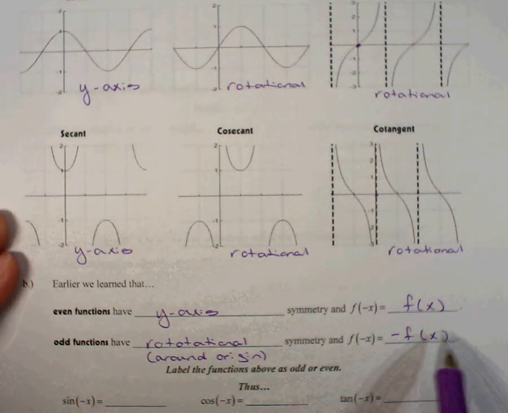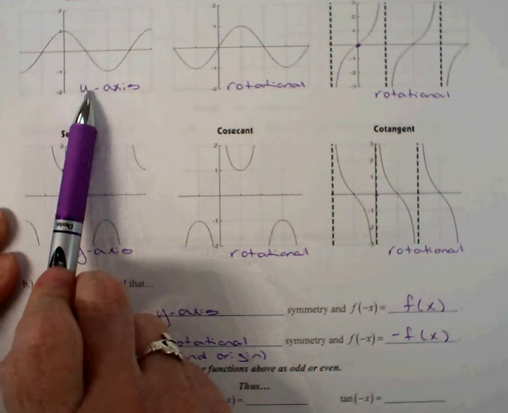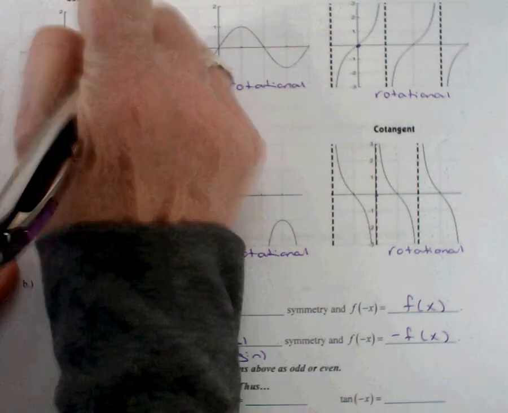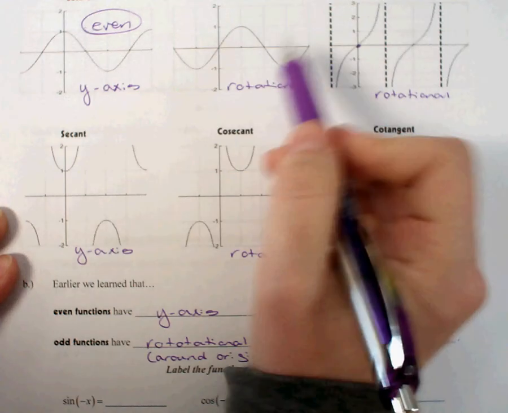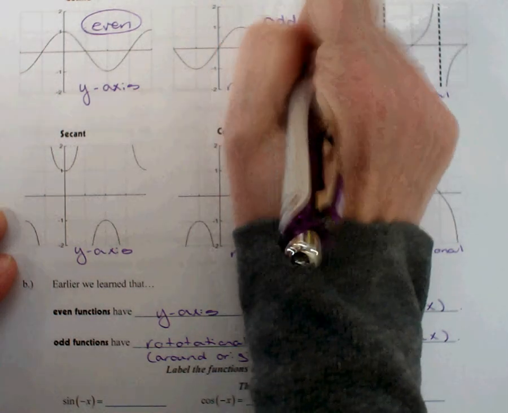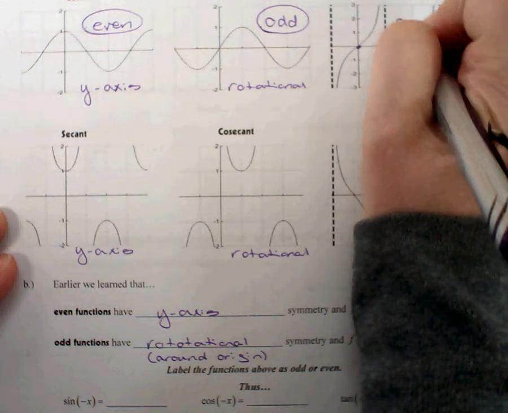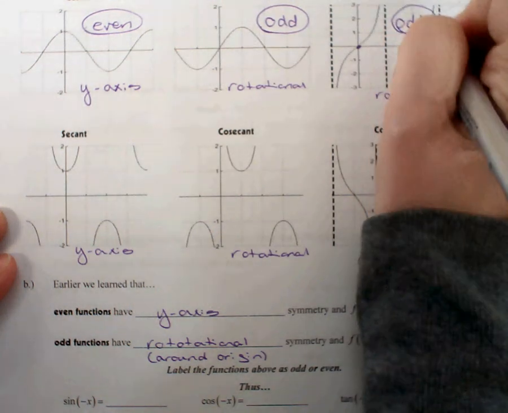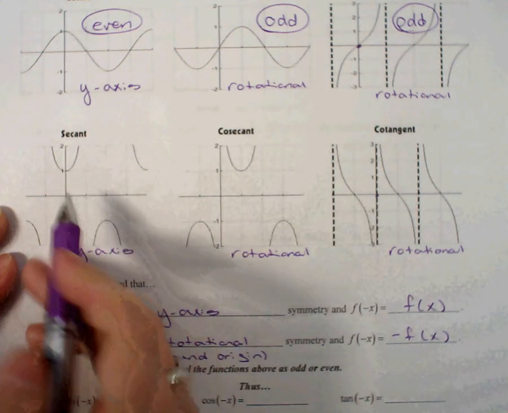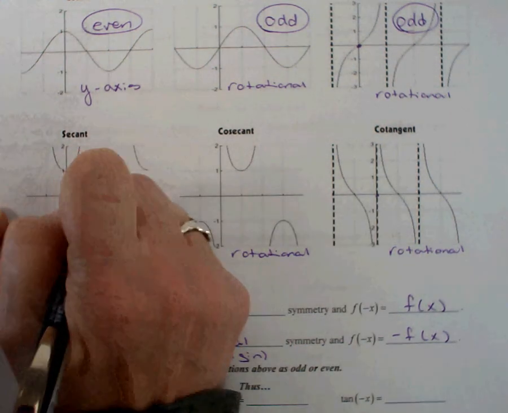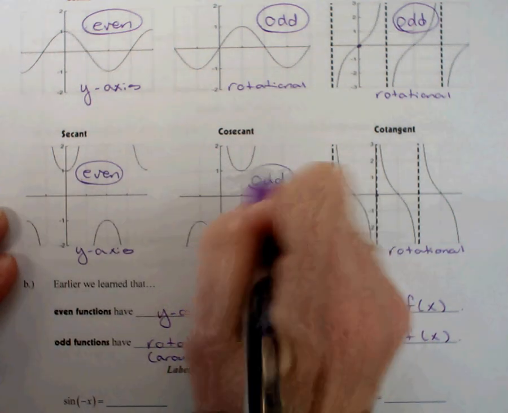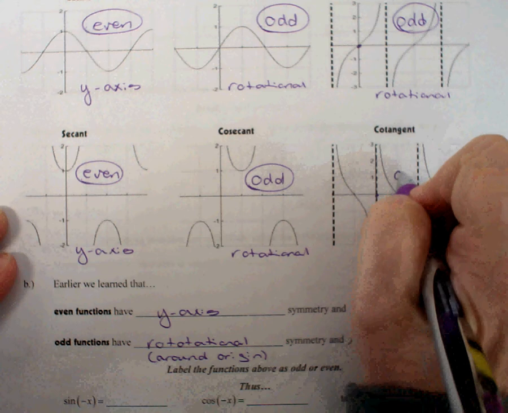Understanding this algebraic relationship, we can come up here and we can now understand that cosine is an even function. We can learn that sine is an odd function. Tangent is an odd function. That means that the reciprocals are going to behave in the same fashion. So secant is even, cosecant is odd, cotangent is odd.